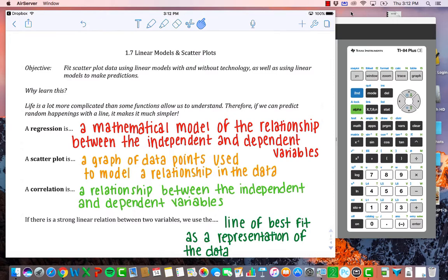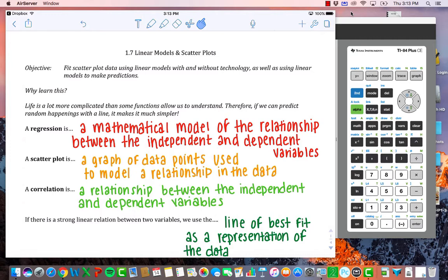So in Algebra 2, hopefully you remembered a little bit, at least talking about being able to take a bunch of points or a bunch of sets of data and try to see if they have a linear relationship. So a regression is a mathematical model of the relationship between the independent and dependent variables, or x and y. A scatter plot is a graph of those data points used to model the relationship. And when we talk about that relationship, we're talking about a correlation. We're trying to see if there is a relationship between the independent and dependent variables.